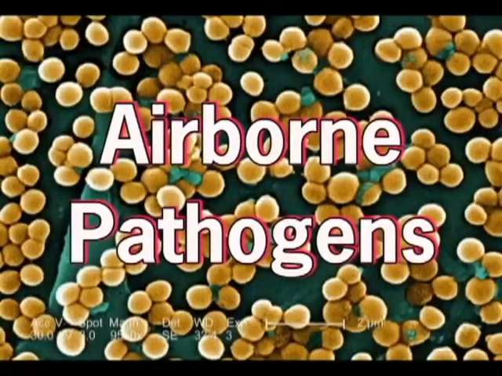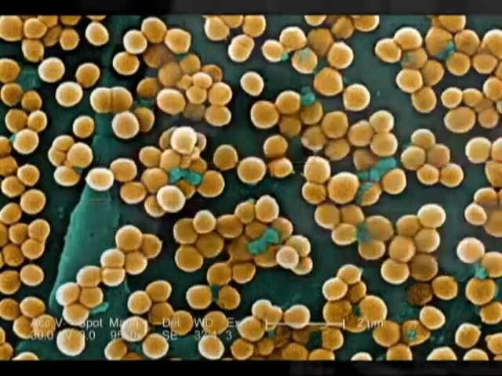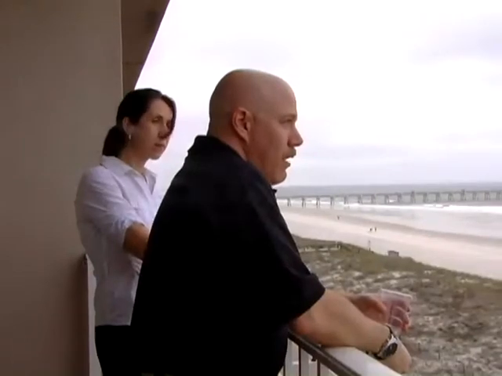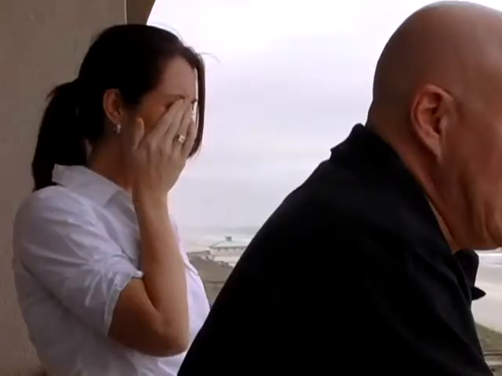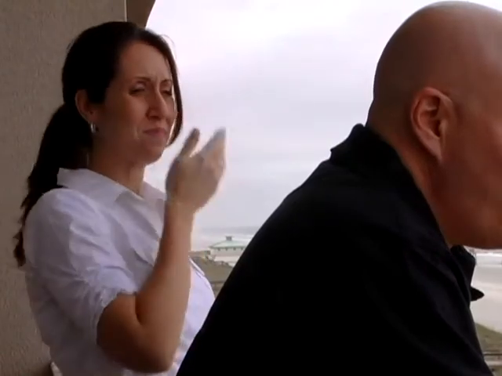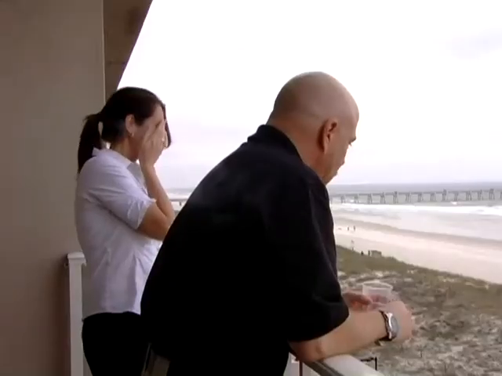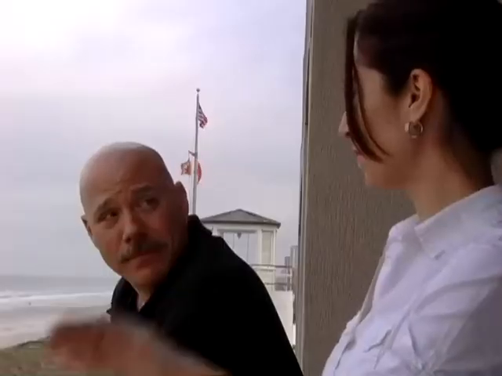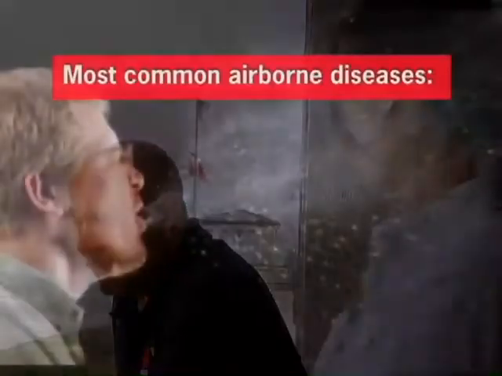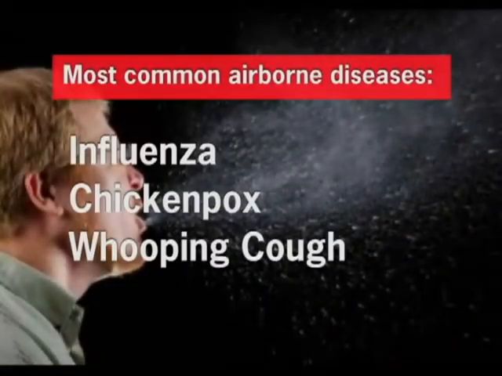Airborne pathogens are any organism that can cause disease and spread throughout the environment via the air. Typically, airborne diseases travel on dust particles or respiratory droplets by way of sneezes, coughs, laughter, and close personal contact. Airborne pathogens can enter through the eyes, nose, and mouth. Some of the most common examples of airborne diseases include influenza, chickenpox, and whooping cough.